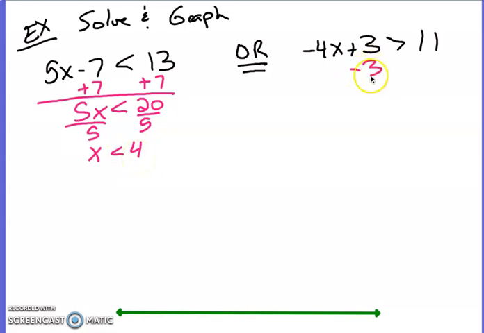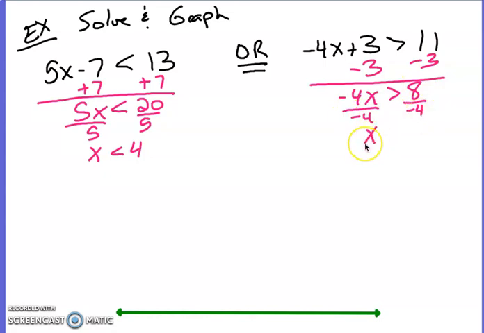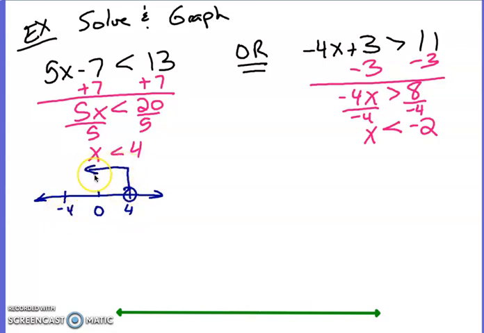Now to solve this one, minus 3 on both sides, we get -4x is greater than 8. Divide both sides by -4. Remember, when you divide by a negative, it changes the inequality. So you got to remember that. Whenever you multiply or divide by a negative, it changes the inequality. So think about what these are. You have to think about what this is on a number line. So if I had a number line, x is less than 4, open circle, less than 4. So anything less than 4. Now think about this one.